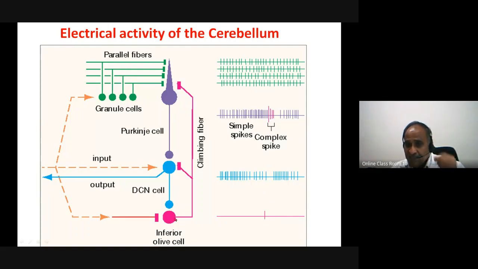So that means at this point, the inferior olive gives the activity. When this gives the activity, that produces an abrupt, large spike, a complex spike, and a prolonged potential up to 1 second, and it strongly inhibits the deep cerebellar nucleus. This is a complex spike.